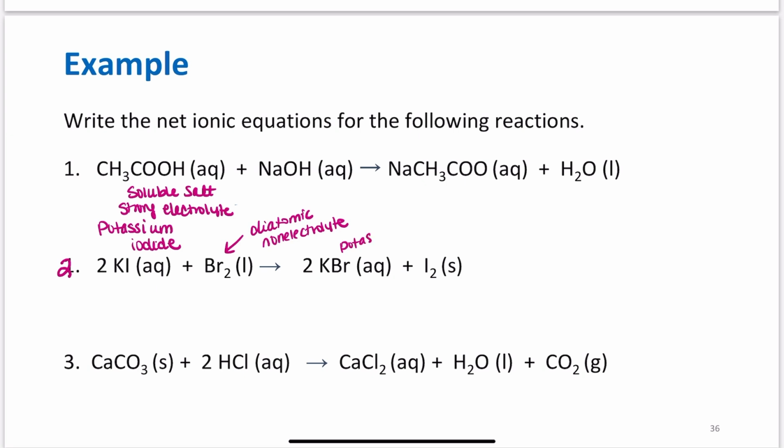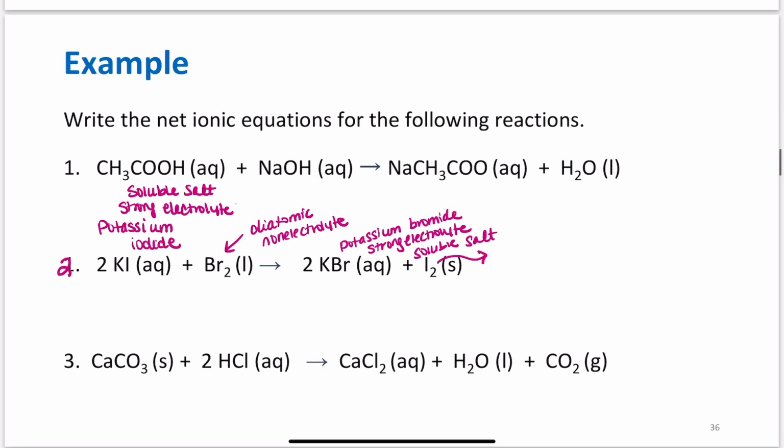It's forming potassium bromide, which is a strong electrolyte, a soluble salt. Again, potassium, group 1, alkali metal, always soluble. And then iodine, it's a diatomic molecule and a non-electrolyte.